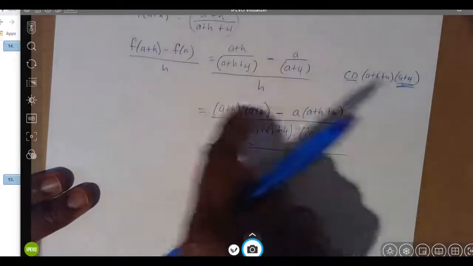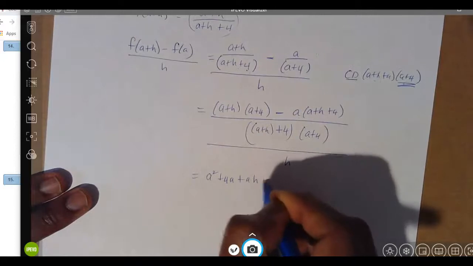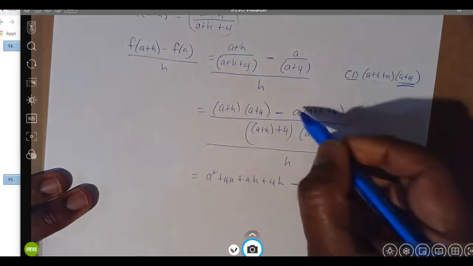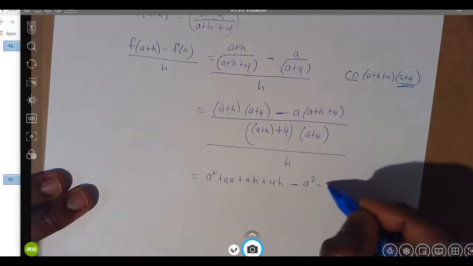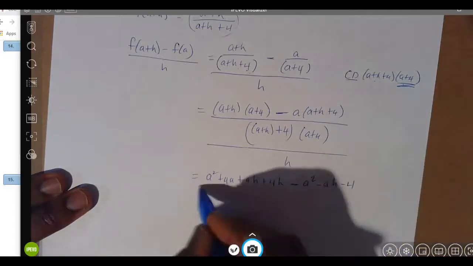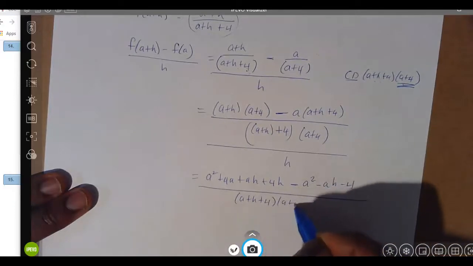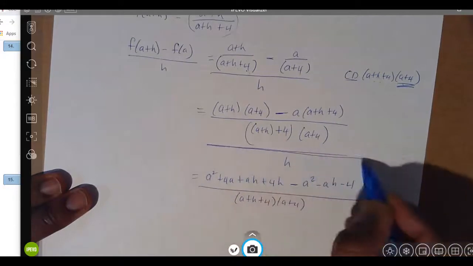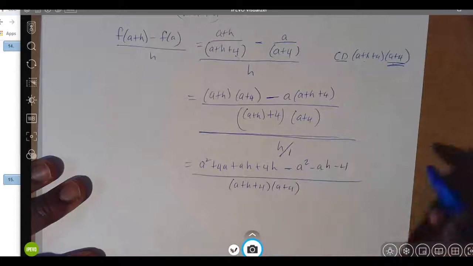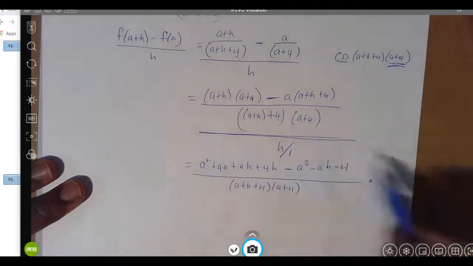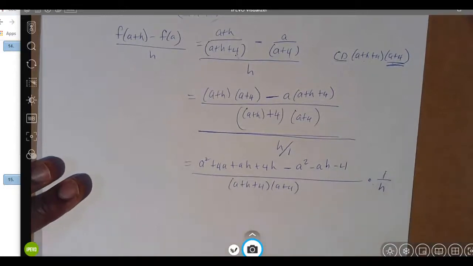So let's distribute the top. You have a squared plus 4a plus ah plus 4h minus, here when you distribute, carry the negative sign. So you have negative a squared minus ah minus 4 all over the denominator here. Now this big fraction bar can be switched to a multiplication. Think of this h as h over 1, so you change this to a multiplication and flip the h over 1 as 1 over h.